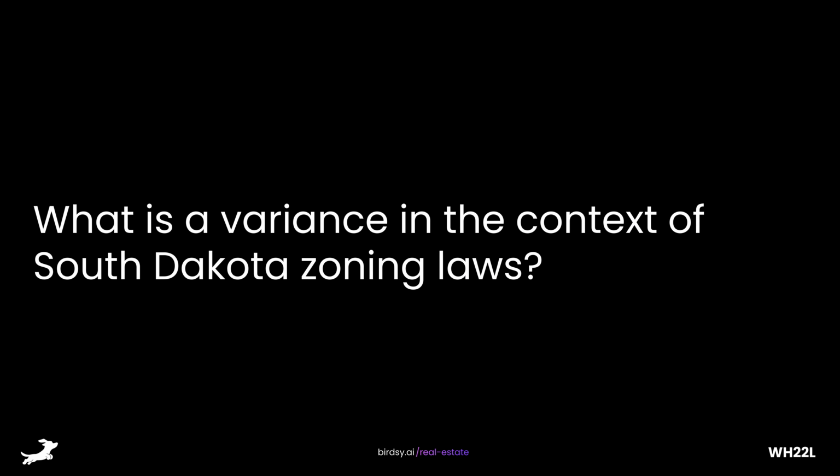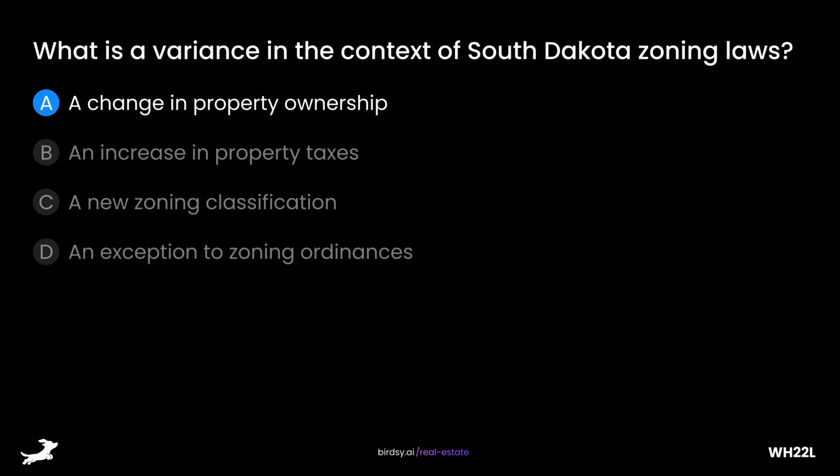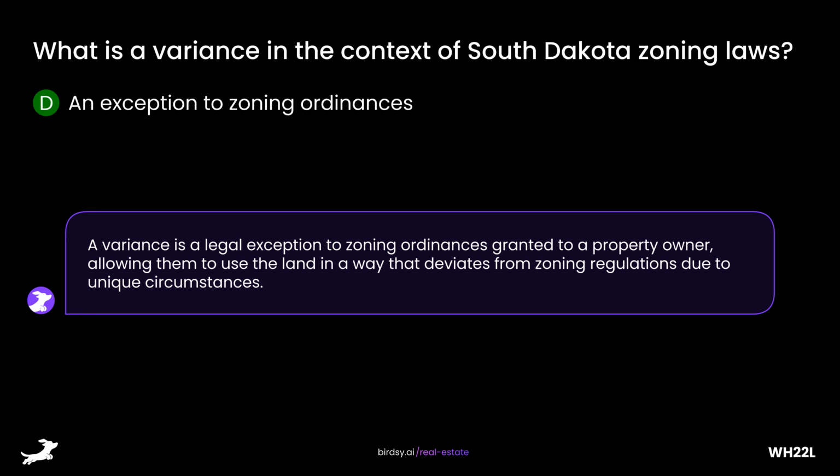What is a variance in the context of South Dakota zoning laws? Is it A, a change in property ownership, B, an increase in property taxes, C, a new zoning classification, or D, an exception to zoning ordinances? The answer is D, an exception to zoning ordinances. A variance is a legal exception to zoning ordinances granted to a property owner, allowing them to use the land in a way that deviates from zoning regulations due to unique circumstances.